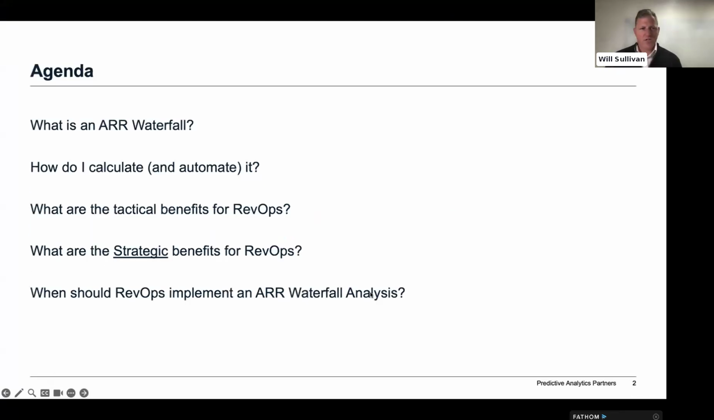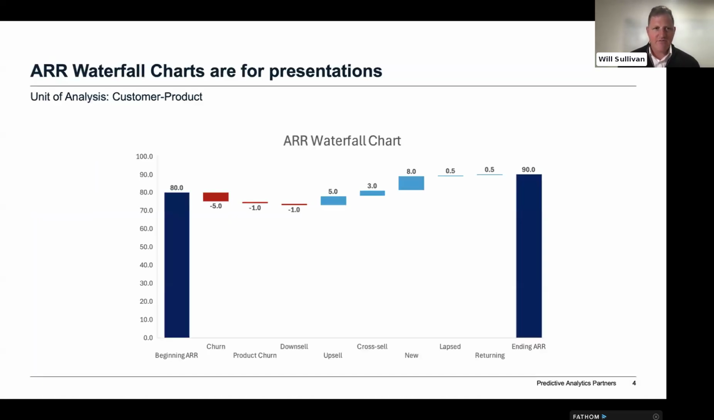There you go, here's the agenda. What's an ARR waterfall and how do you calculate it? What are the tactical and strategic benefits? And then, when in a RevOps evolution should this be implemented? All right, let's dive right in.